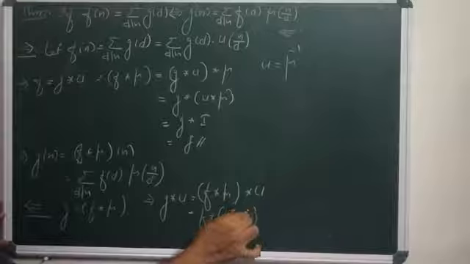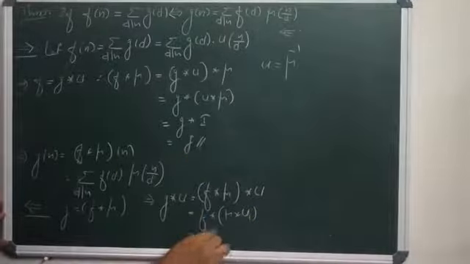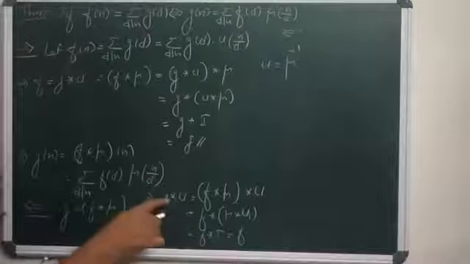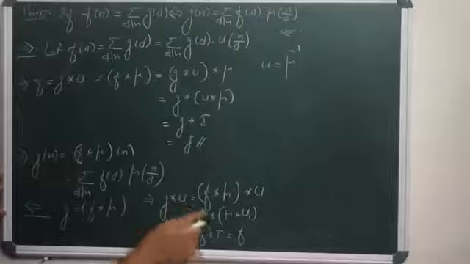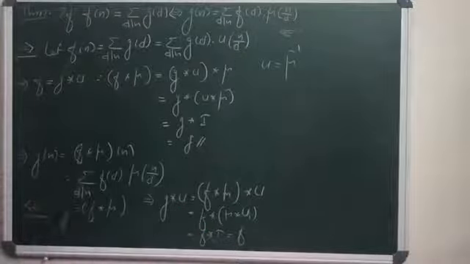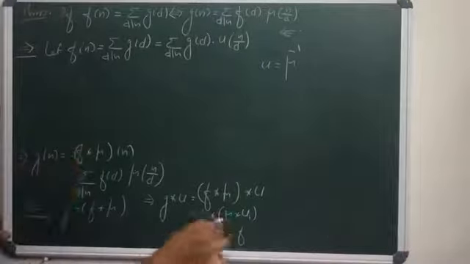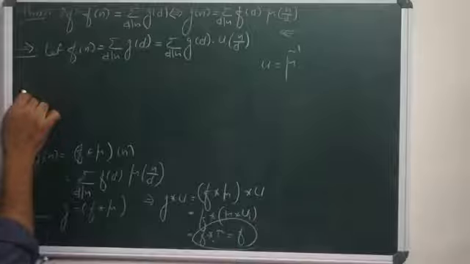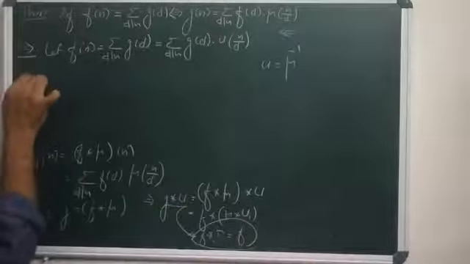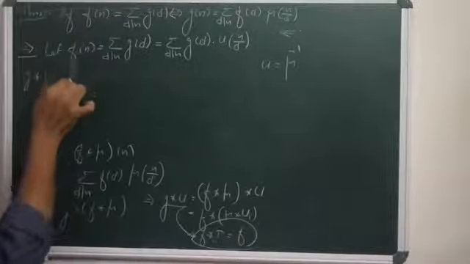But mu and u are inverses of each other, so mu star u is identity, so it is f star identity. F star identity is f. Sorry, g star u equals f. So what is f of n? From here, g star u equals f.